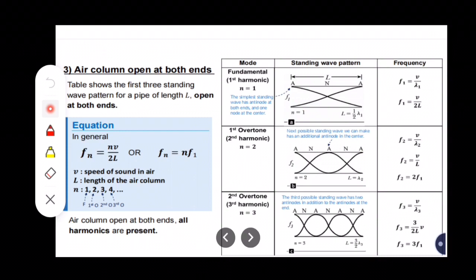And now the second overtone, the third harmonic. The third possible standing wave has two antinodes in addition to the antinodes at the ends, and the length here is 3 over 2 λ. We can find the frequency using the formula, simply substitute into it, and we get the answer.